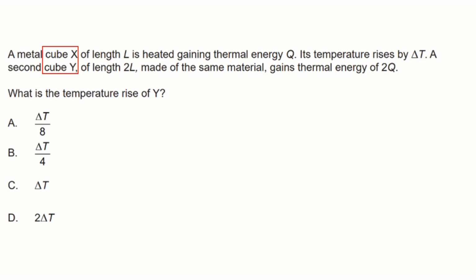Right then, let's have a look at this question all about temperature changes. We have got two metal cubes, X and Y, and they have different lengths. One of them gains energy Q, and its temperature rises by delta T. The other gains thermal energy 2Q, and we're asked to compare the temperature rises of the two.